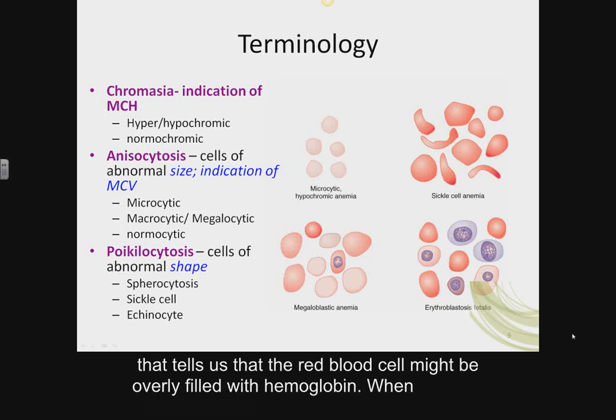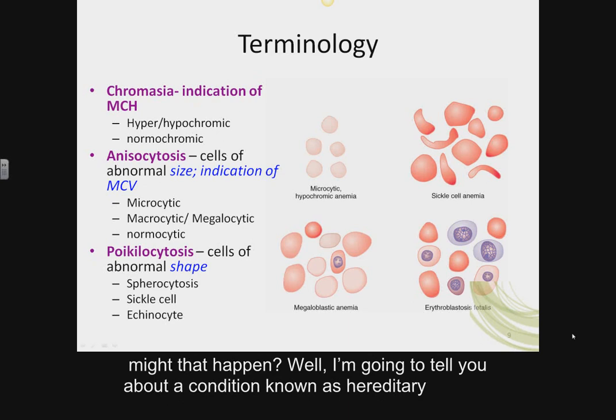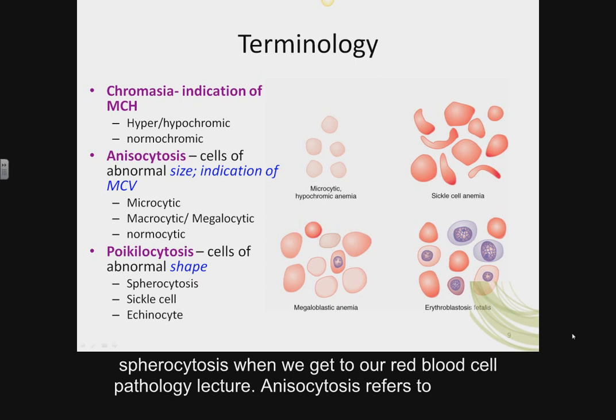Hyperchromic, that tells us the red blood cell might be overly filled with hemoglobin. When might that happen? Well, I'm going to tell you about a condition known as hereditary spherocytosis when we get to our red blood cell pathology lecture.